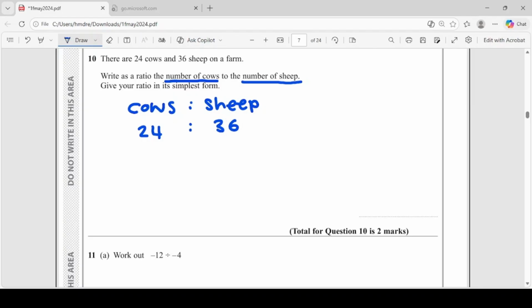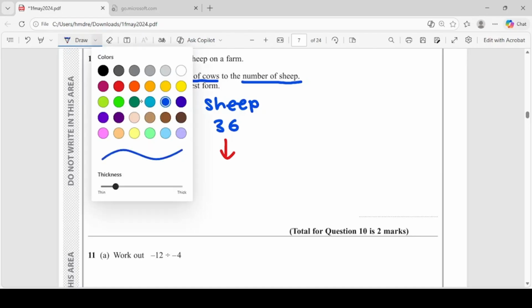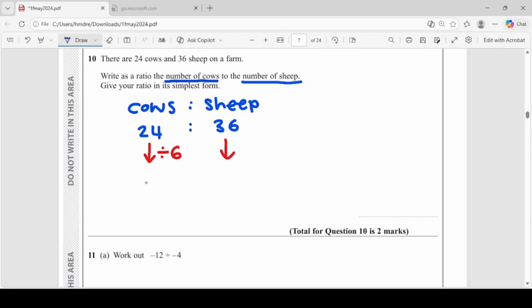They say give it in its simplest form, which means we've got to simplify this. All that means is divide both sides by the same number. So let's see. What can we divide both of these by? I always say to my students, if you're not sure, try divide by 2, 3, or 5. So these ones you could divide by 2, 3, or 5 and keep doing that. This one, I can see they are both in the 6 times tables. So 24 divided by 6 would give me 6, 12, 18, 24. So it's 4 times.